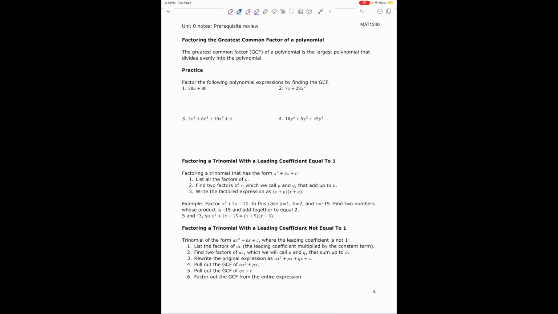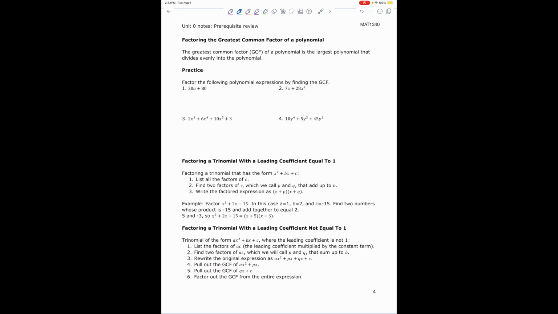Unit 0 notes, Math 1340, page number 4. Factoring the greatest common factor for a polynomial. The greatest common factor, GCF, of a polynomial is the largest polynomial that divides evenly into the polynomial.